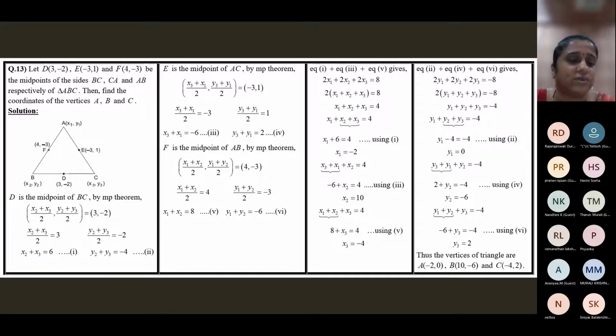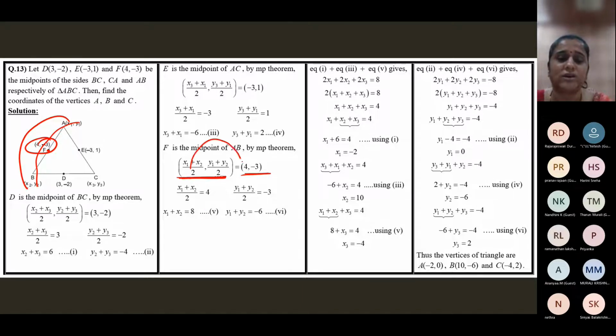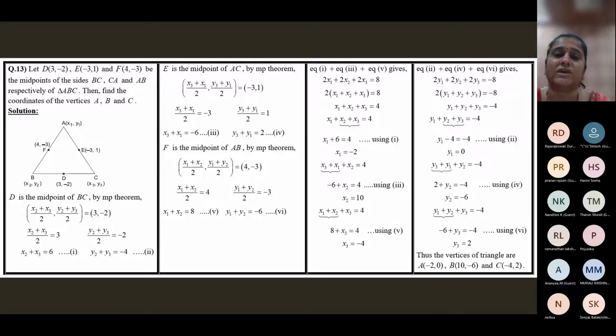And finally, we have F, the midpoint of AB. So by midpoint theorem, (x1 plus x2) by 2, (y1 plus y2) by 2 are the x and y coordinates of F. But it's given to be 4 comma minus 3. So both are the same. That's why we equate. Now equating the x coordinates, equating the y coordinates, and cross multiplying, we get equations 5 and 6. Now we have 3 equations involving x and 3 equations involving y.